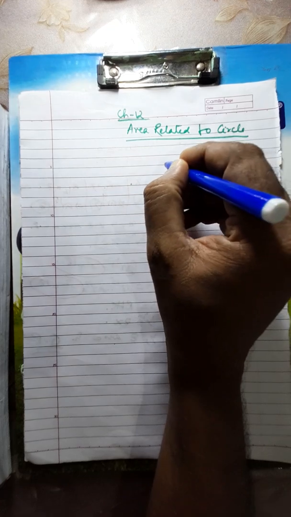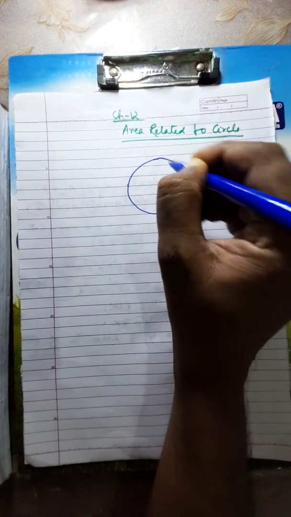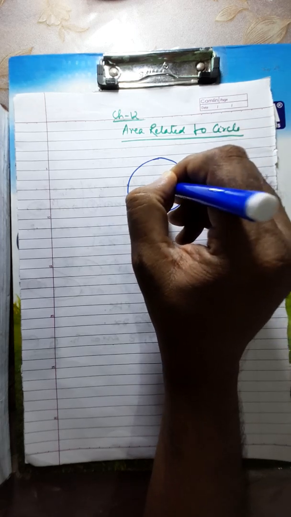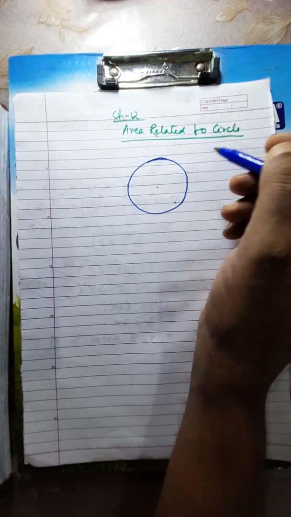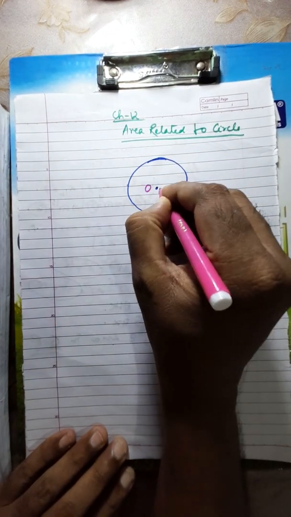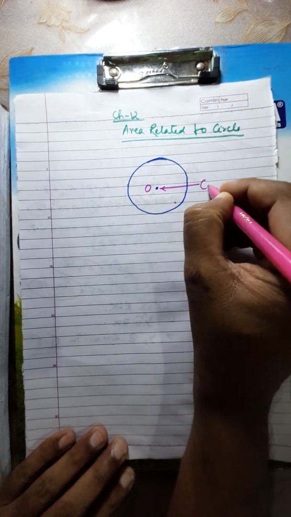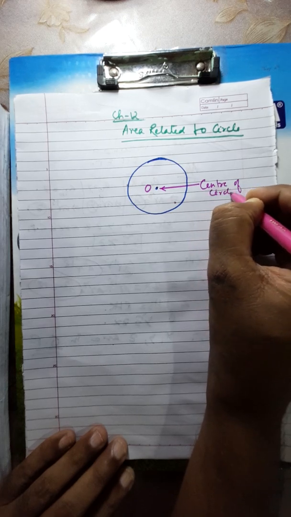What is a circle? A circle is nothing but a simple closed curve which is equidistant from a fixed point. This is also on a plane. And the fixed point is called the center of the circle. Suppose this is O, O is called the center of the circle.